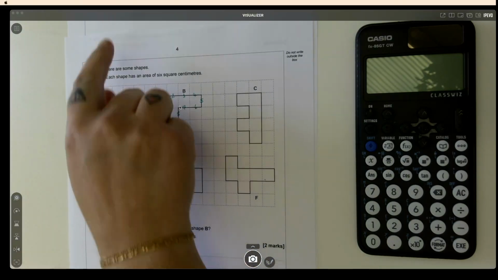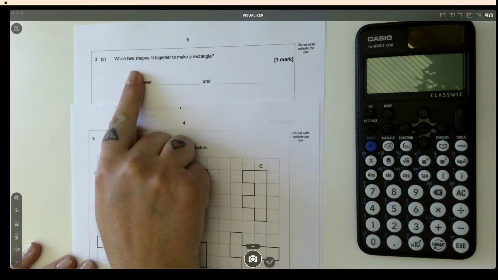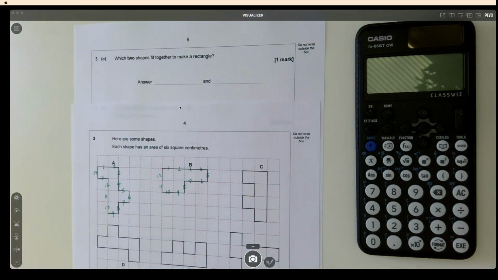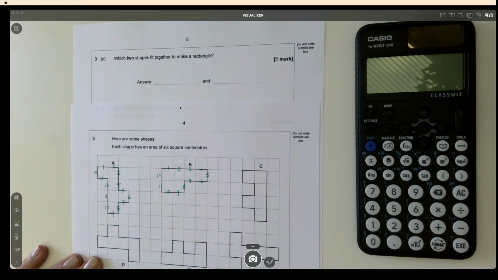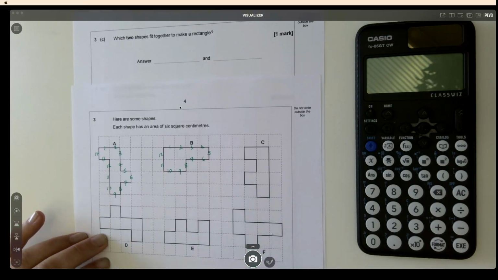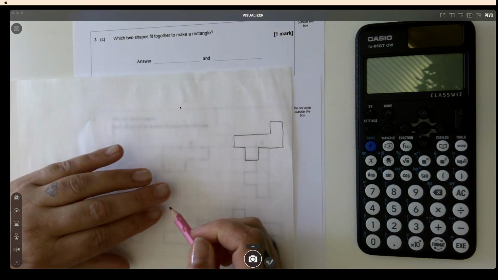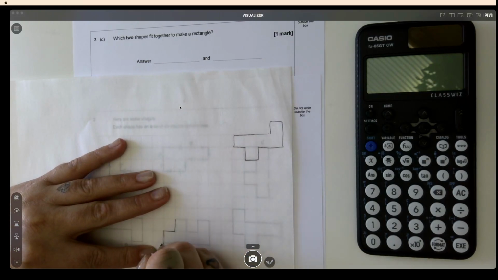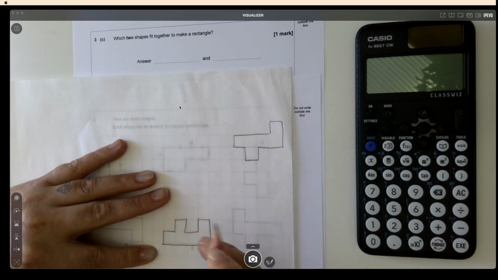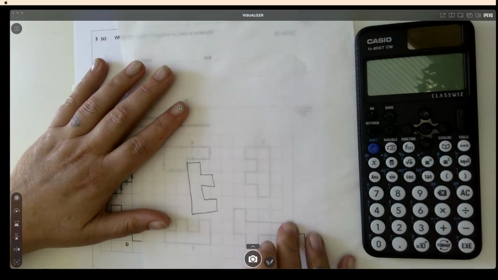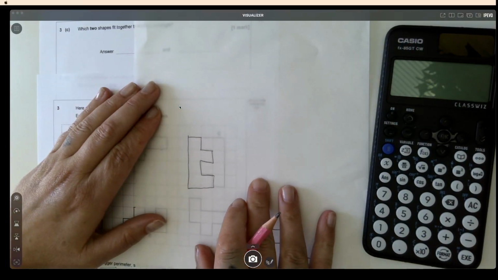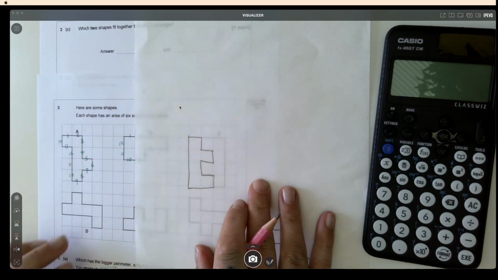3C. Which two shapes fit together to make a rectangle? Now, B isn't going to fit with any of these other shapes to make a rectangle. F, A and D have got these side pieces that are going to be annoying, so they're not going to fit. So it looks like it's going to be E and C, but I can check, because I can trace over one of them with my tracing paper, and then see if I put it together whether it's going to form that rectangle, and it does.